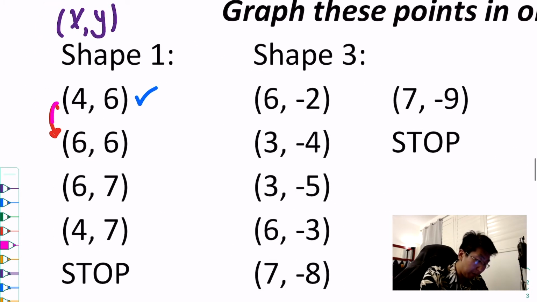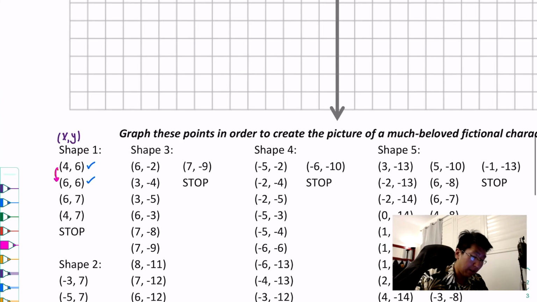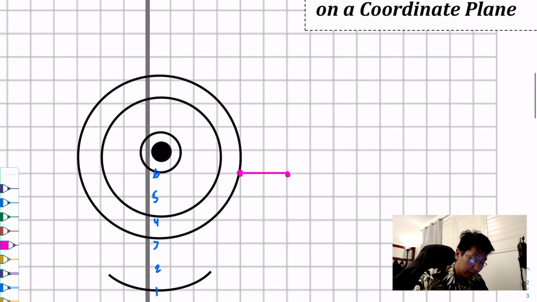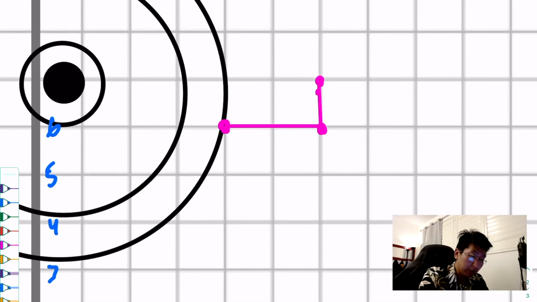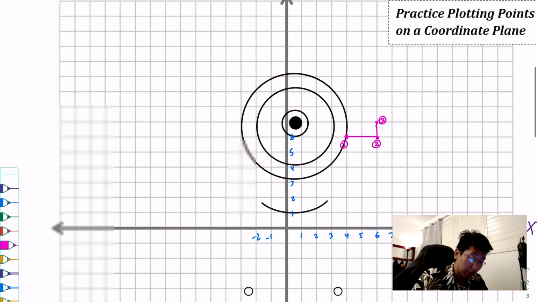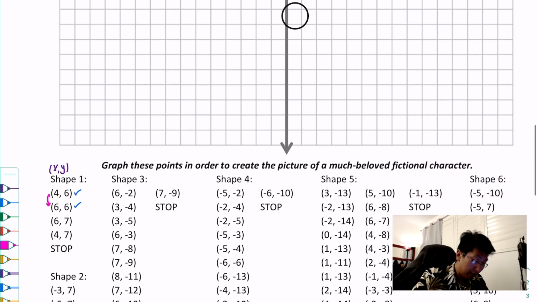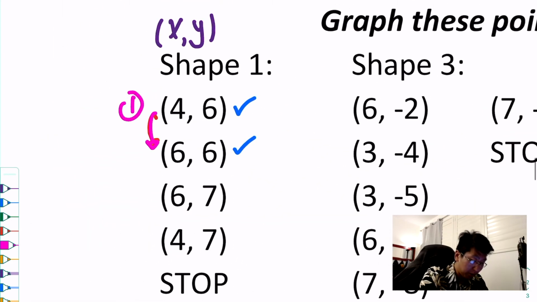That's what I mean by I'm going to draw a line from the first one to the second one. The next point is at 6, 7. 6, 7 is up one more. And notice that I'm not drawing a line from the first one to the third dot. I'm going from the first one to the second one to the third one. Just to make it clear, this is the first one, second one, third one. Where do I get those points? From shape 1.